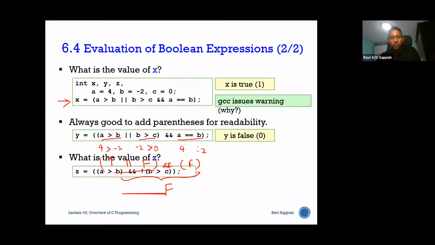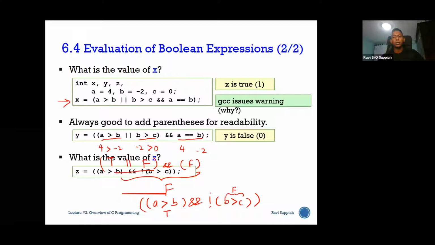Okay, so let me write this here. Since I covered that, what is written here is A greater than B and with not of B greater than C. So is A greater than B? 4 is greater than -2, so that is true over here. B greater than C: is B greater than C? No, B is smaller than C, correct? B is not greater than C. So this is actually interpreted as false.